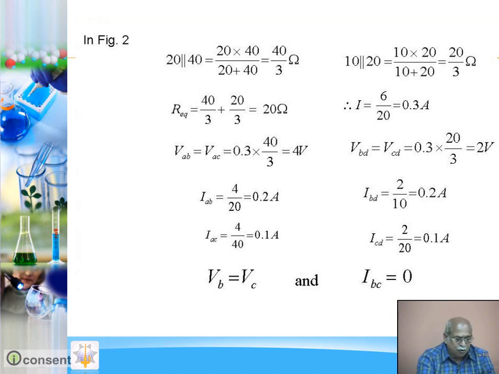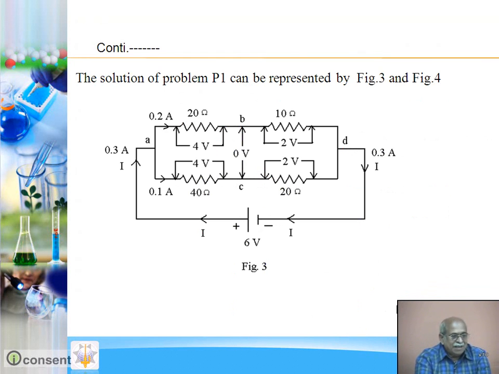Now, B and C are together, so potential at B and potential at C are same. And because potential at B and C are same, what will be current from B to C? 0. Current flows from higher potential to lower potential. If B and C points are at same potential, no current will flow from B to C. So current from B to C is 0.